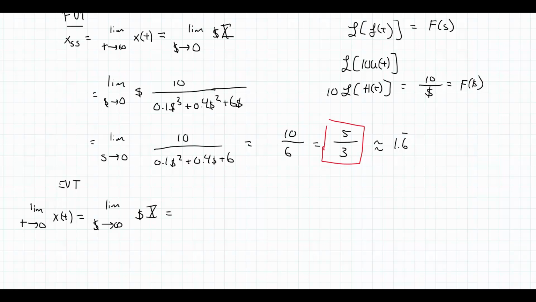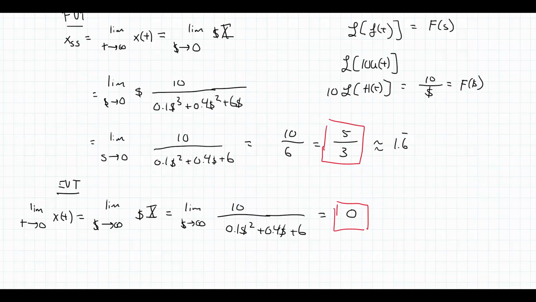All right, so I already defined what that was. So this is going to be 10 over 0.1s squared plus 0.4s plus 6. And for initial value, because my denominator is of a higher degree, I know that this is going to be 0 as s goes to infinity. So final value, it should go eventually to 5/3, and initially it should be 0.